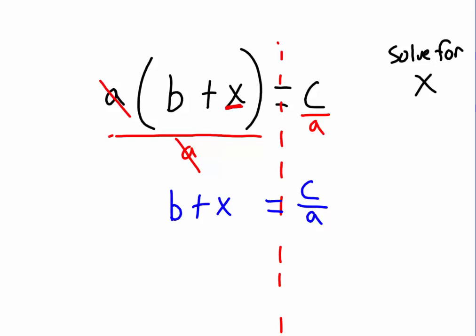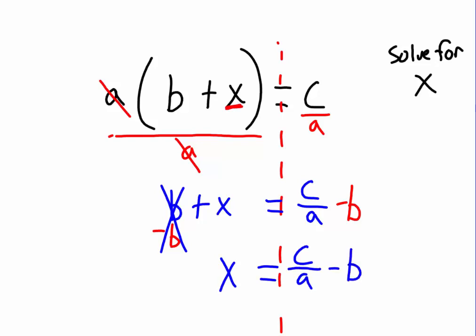And then the last thing, let's see, this B plus X, it's a positive B, so I need to subtract B from both sides. Subtract B. This goes away, and we just have X equals C divided by A minus B. So the big thing I want you to understand here is that even though we are dealing with letters, all of the rules are exactly the same as they would be with numbers.